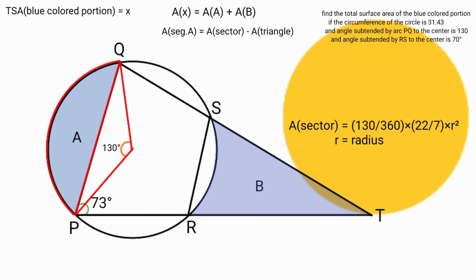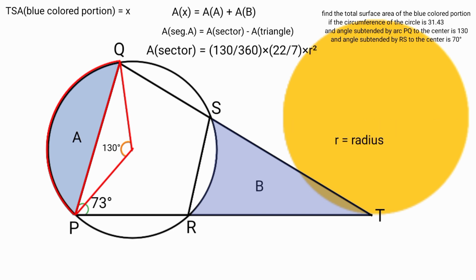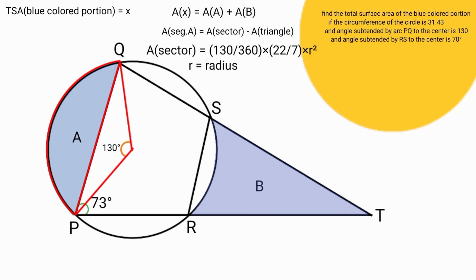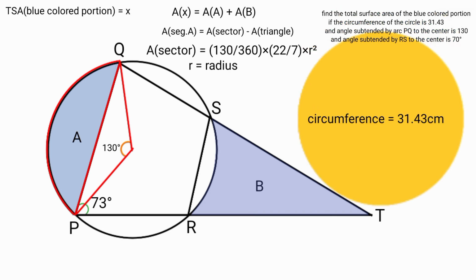R is the radius. So what is the radius of the circle? We don't have it. But here we have the circumference of the circle to be 31.43 centimeters, and the formula for the circumference of a circle is 2 pi r. So we can equate 31.43 centimeters to 2 pi r. Now 31.43 equals 2 pi r, which is the same as 2 pi r equals 31.43.